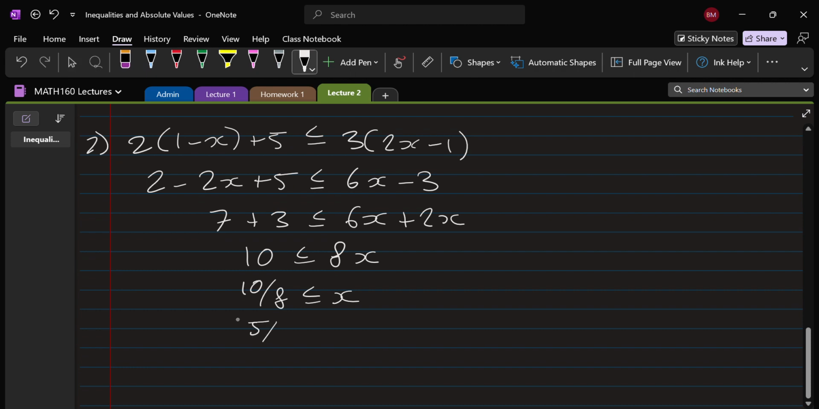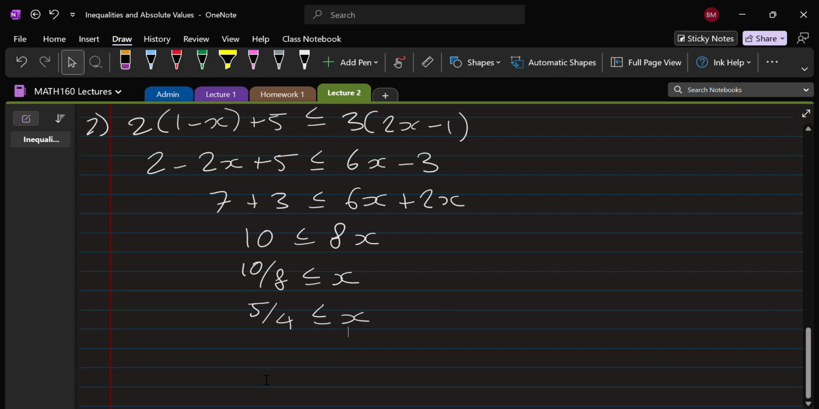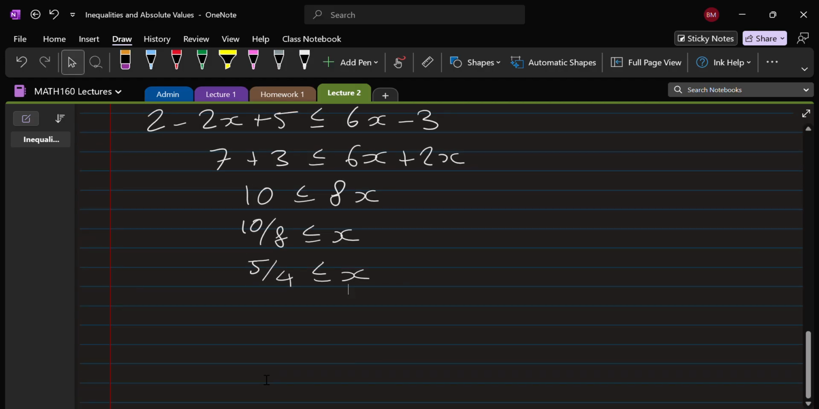You can simplify if you want. You have use of your calculators if you need. So 5 over 4 is less than or equal to x. Again, you can write it like this, perfectly fine. If you want to write it as an interval, you can.